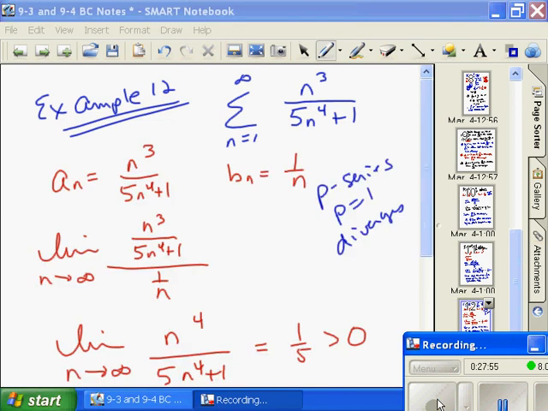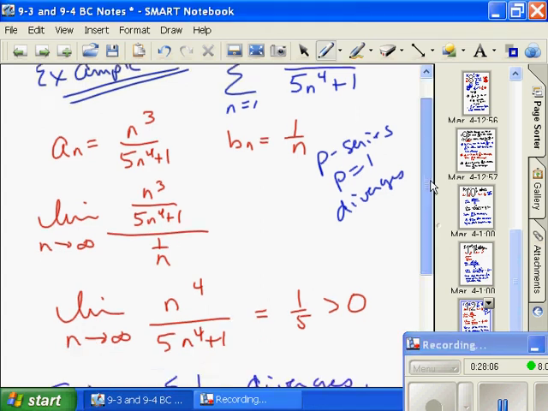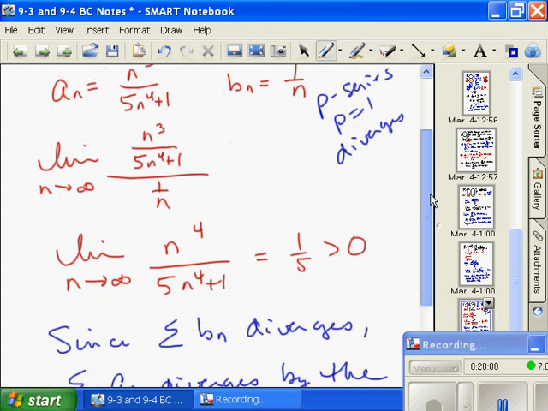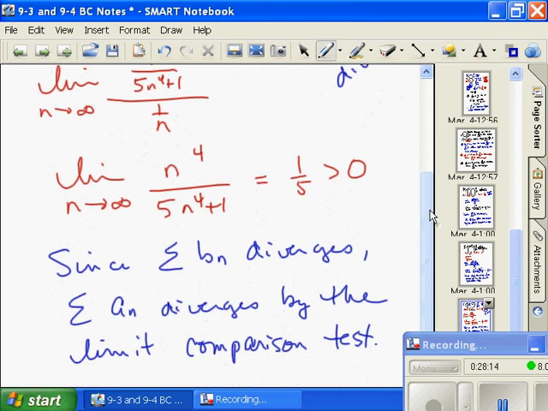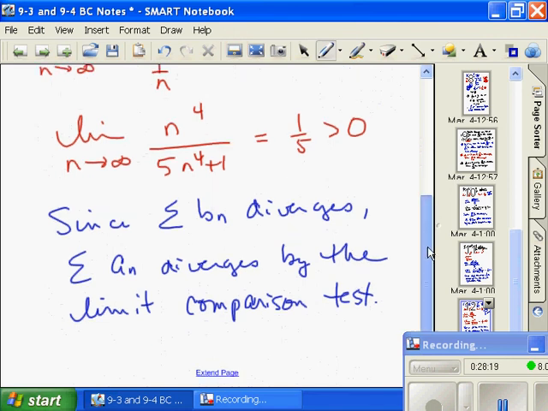Okay, let's see how you did on example 12. Did you pick b sub n to be 1 over n? And did you recognize that that once again was a p-series where p is equal to 1? That one will diverge. So then you divided your a sub n by b sub n, and got the limit of n to the 4th over 5n to the 4th plus 1, which is equal to 1/5, which is greater than 0. Therefore, since the series of b sub n diverges, the summation of a sub n will also diverge by the limit comparison test.